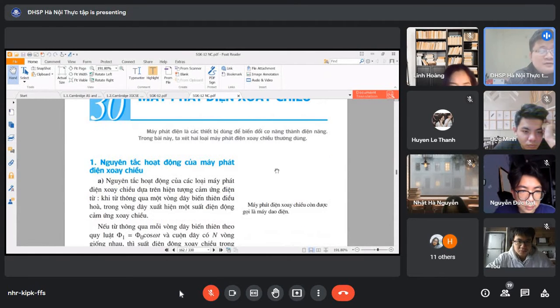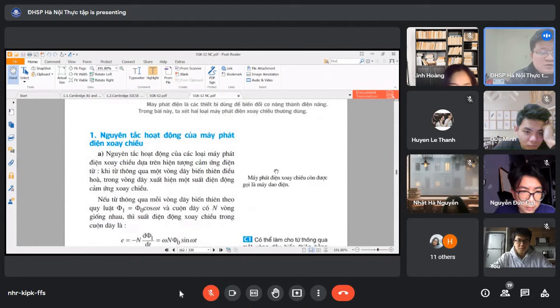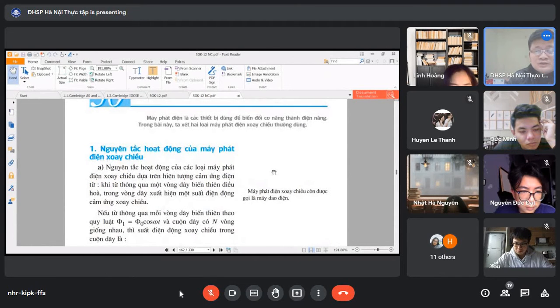So for instance, for the Vietnamese textbook, we start with the principle. For a certain technical application of physics, when we teach, we need to teach the principle. We also need to teach the structures or the components of such technical application.